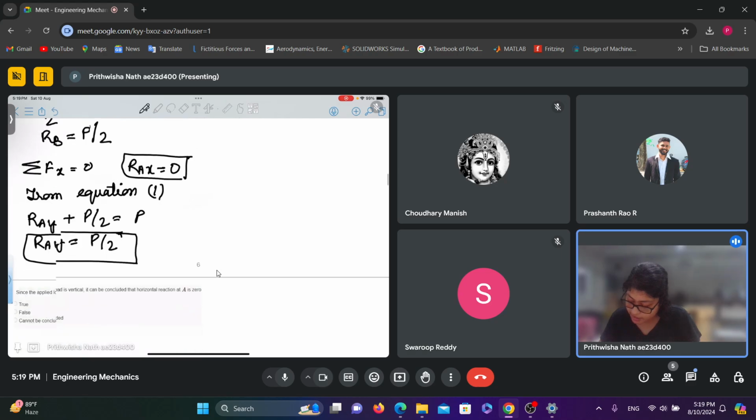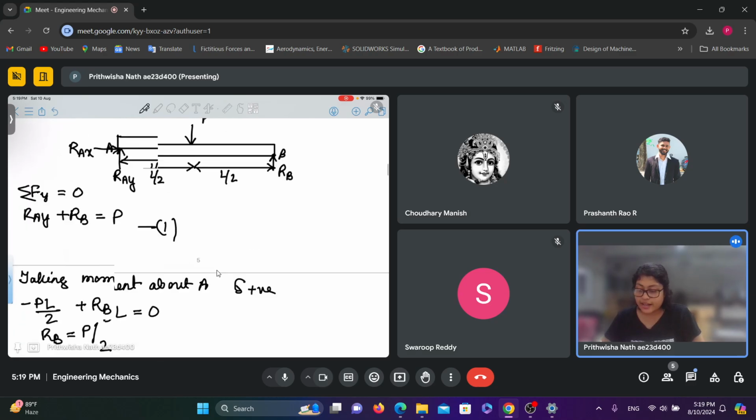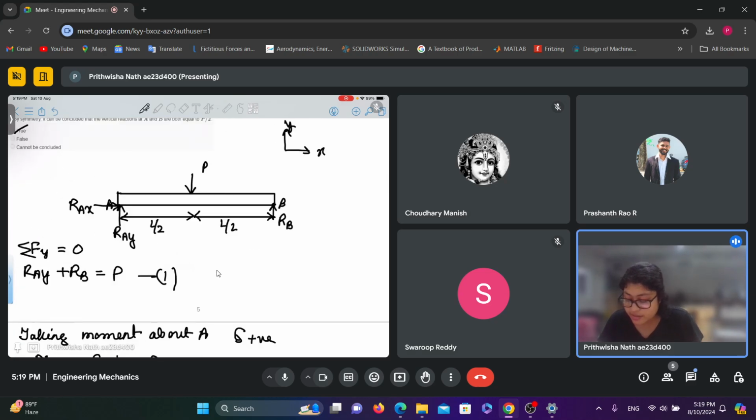So the next part of the problem: since the applied load is vertical, it can be concluded that the horizontal reaction at A is 0. At A, initially I had considered RAX to be acting in the positive direction.